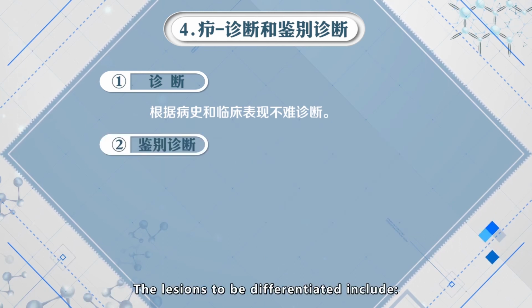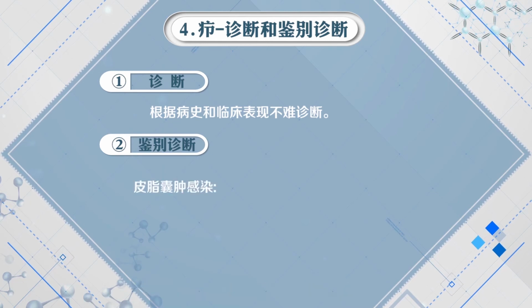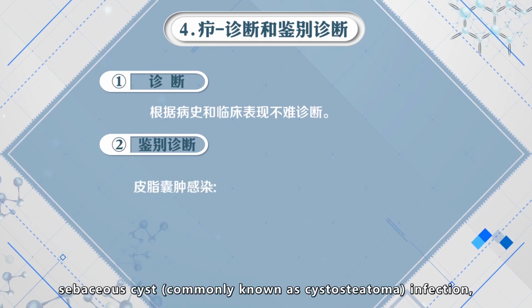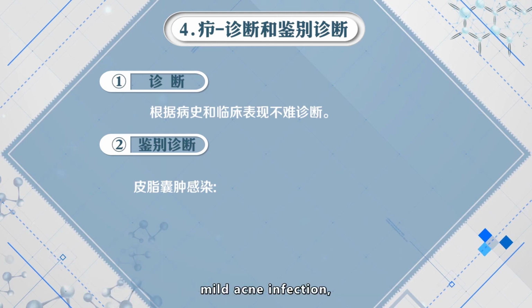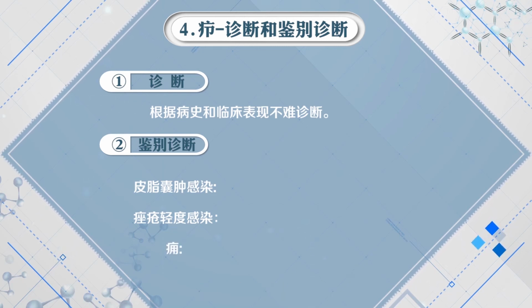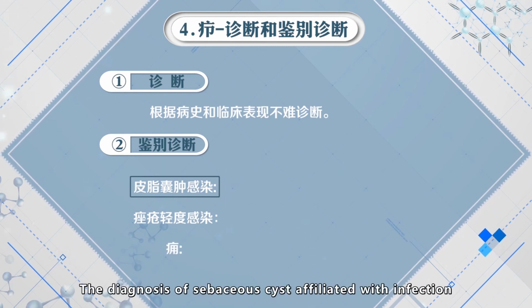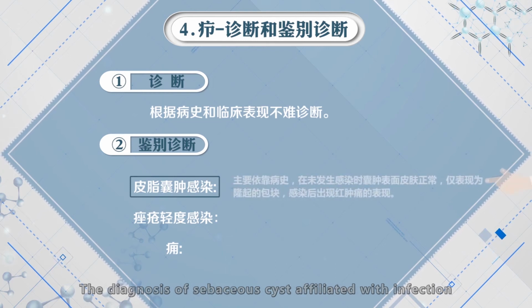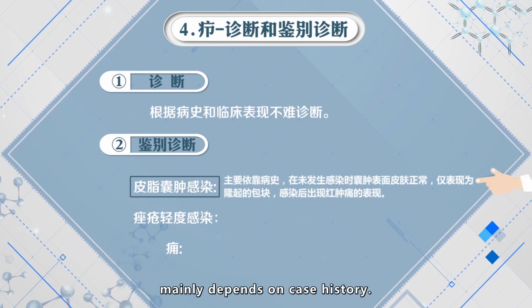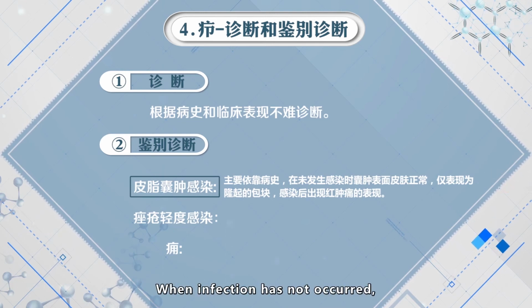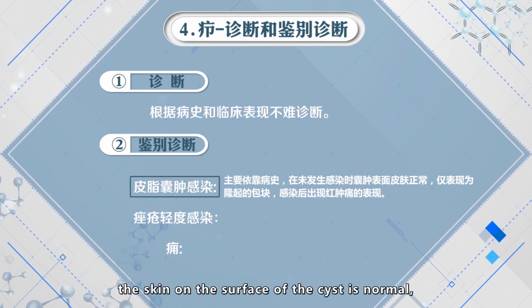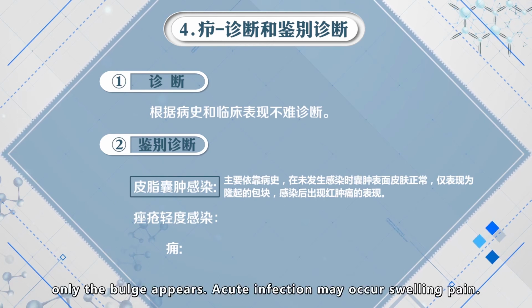The lesions to be differentiated include sebaceous cyst, commonly known as steatoma, infection, mild acne infection, carbuncle, etc. The diagnosis of sebaceous cyst with infection mainly depends on case history. When infection has not occurred, the skin on the surface of the cyst is normal. Only the bulge appears. Acute infection may occur, with swelling and pain.